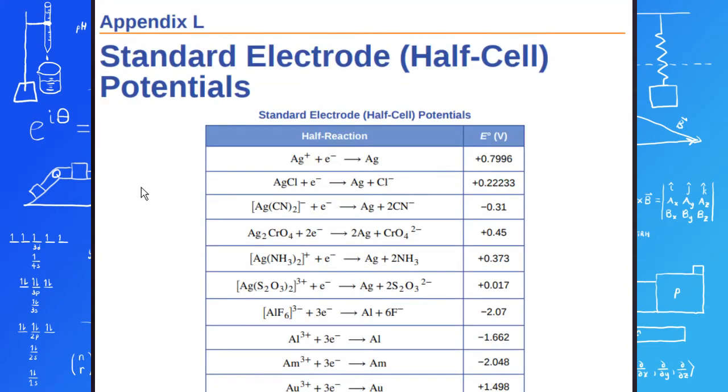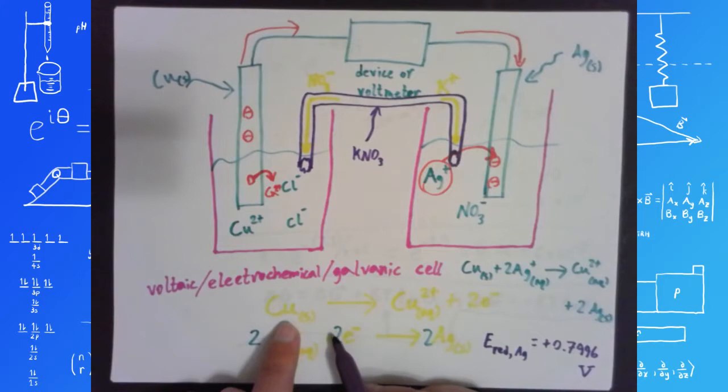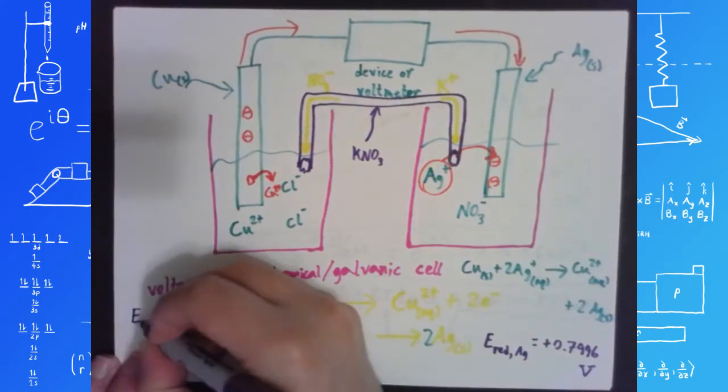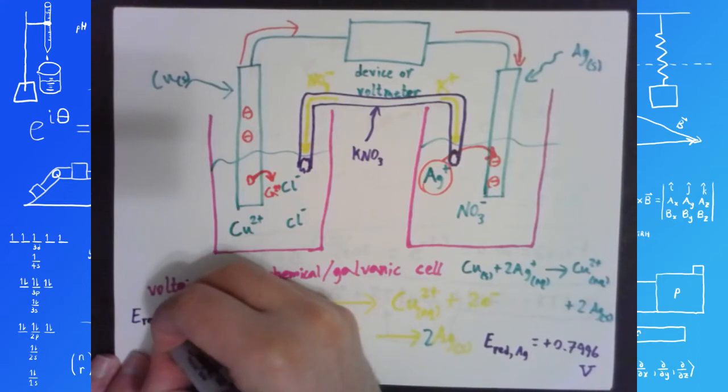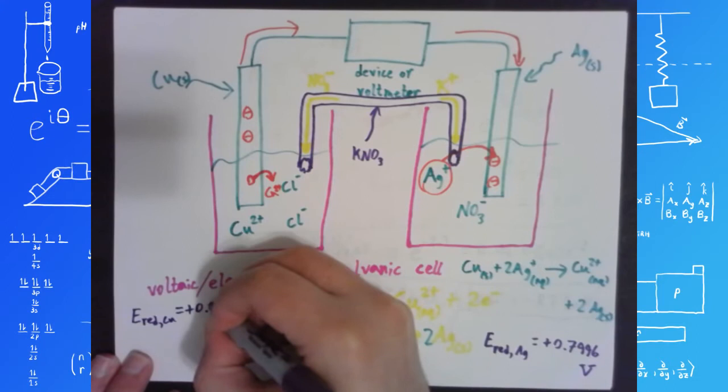No, they don't. Okay, that's an oversight on their part. But yeah, these are what are known as standard reduction potentials. Copper is not getting reduced, it's getting oxidized, so E reduction of copper is equal to positive 0.34 volts.